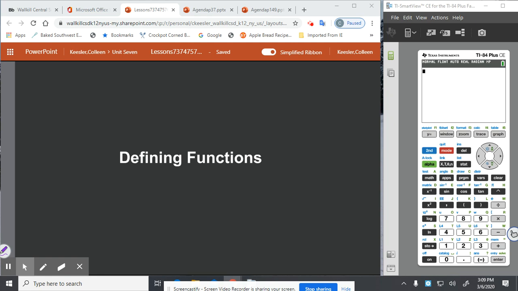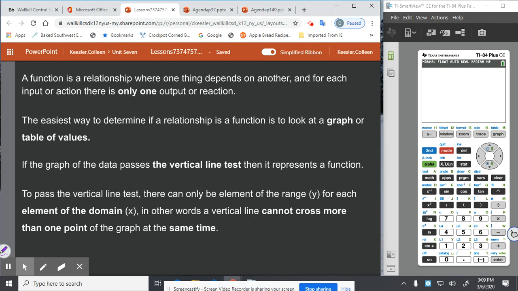Hi, algebra students. Today we're taking a look at defining functions. A function is a relationship where one thing depends on another, and for each input or action there is only one output or reaction. The easiest way to determine if a relationship is a function is to look at a graph or a table of values. If the graph of the data passes the vertical line test, then it represents a function.